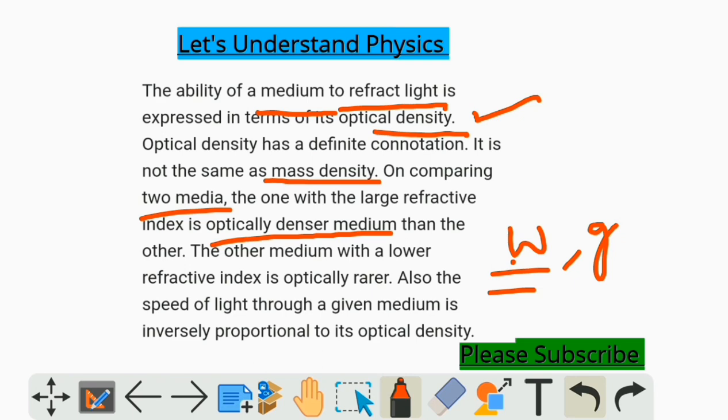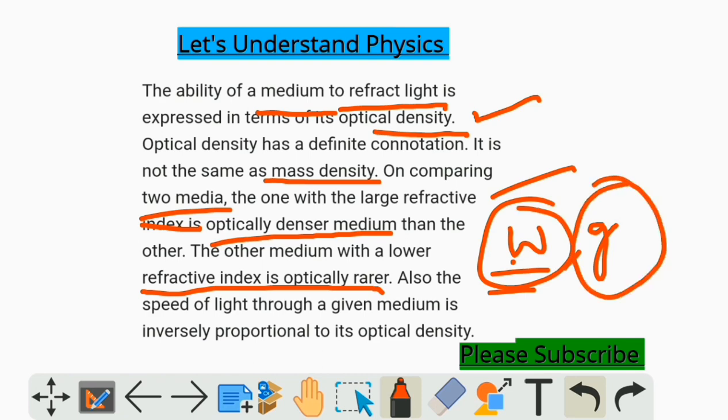So how do you decide which is optically denser or optically rarer? It depends upon the refractive index of the medium. Understood? The other medium with the lower refractive index is optically rarer. So in water and glass, whichever has less refractive index, we call that the optically rarer medium. Whichever has more refractive index, we call it the optically denser medium. That is what they are telling.